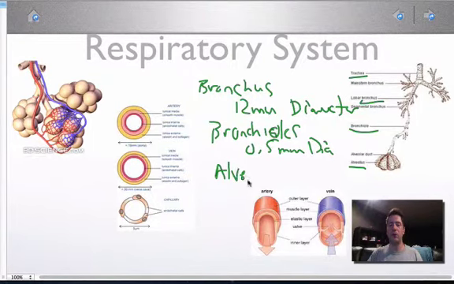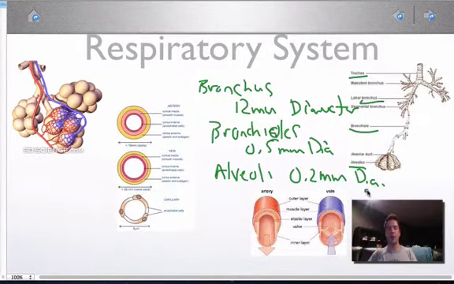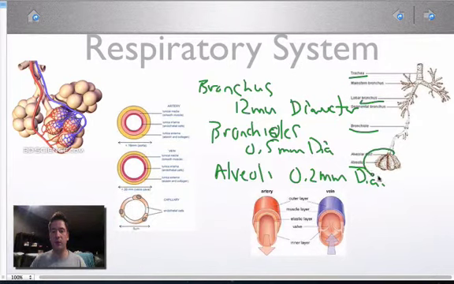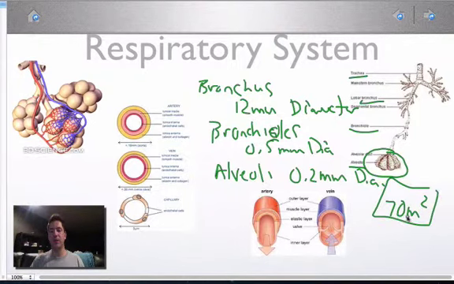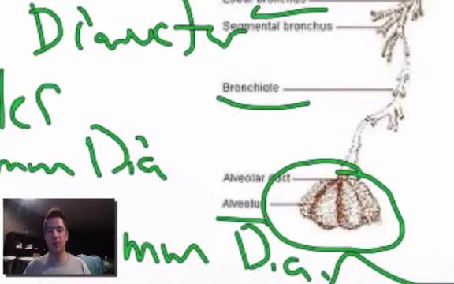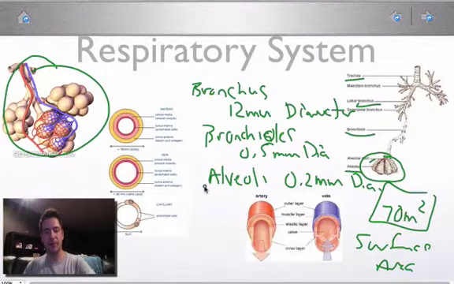And then if we go to the alveoli, they're actually even smaller, guys. They're 0.2 millimeters in diameter. So just think how tiny they are. There are 300 million alveoli in our lungs. That's 70 square meters of surface area in the human lungs. That's how much surface area there is just from these little alveoli down at the bottom. And the alveoli actually look like these grape-like structures here.